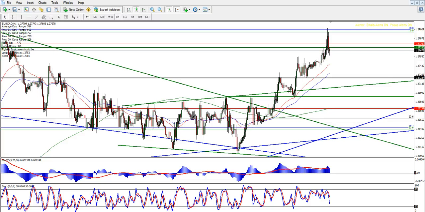Thursday, the 4th of October. The time of recording is 3:04 p.m. Back here with the Euro Canadian dollar on the 1 hour chart.